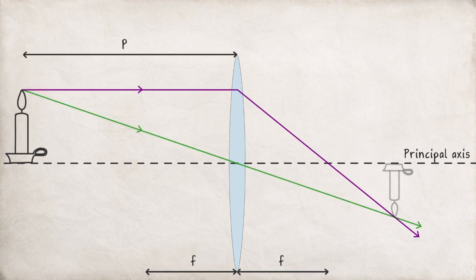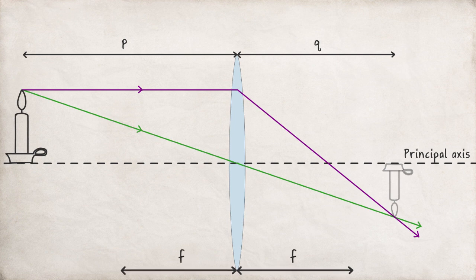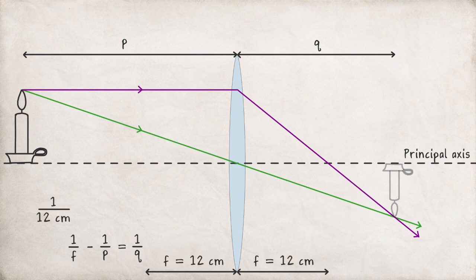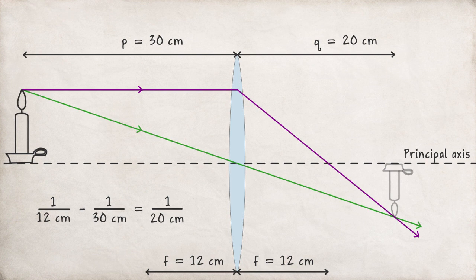The distance p from the lens to the object and the distance q from the lens to the image are related to the focal length f of the lens. The sum of 1 over p and 1 over q is equal to 1 over f. For example, say a lens has a focal length of 12 centimeters. When an object is placed 30 centimeters away from it, a real inverted image will be formed at 20 centimeters on the other side of the lens.